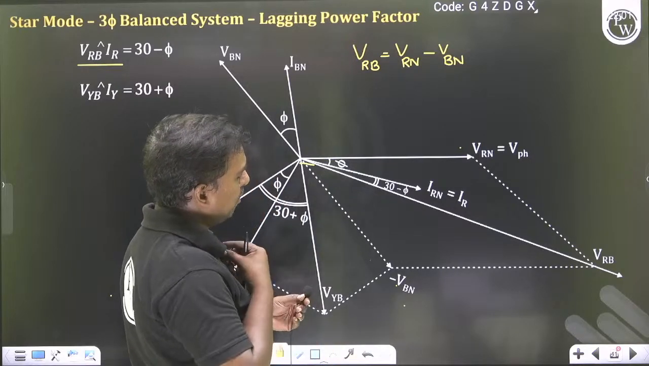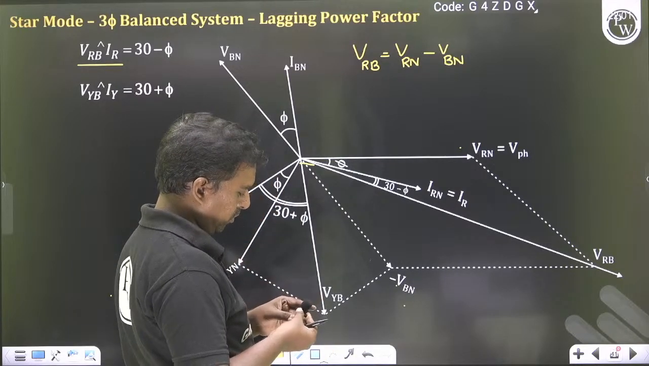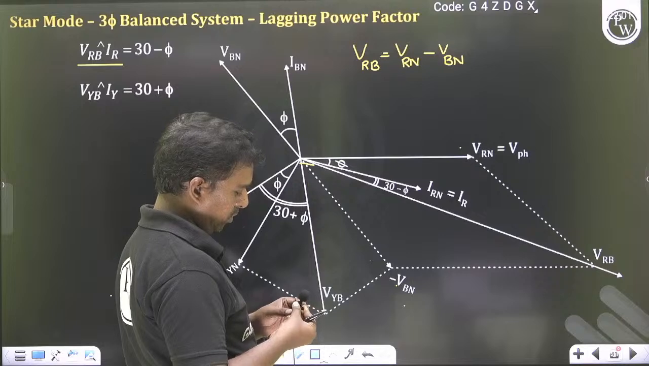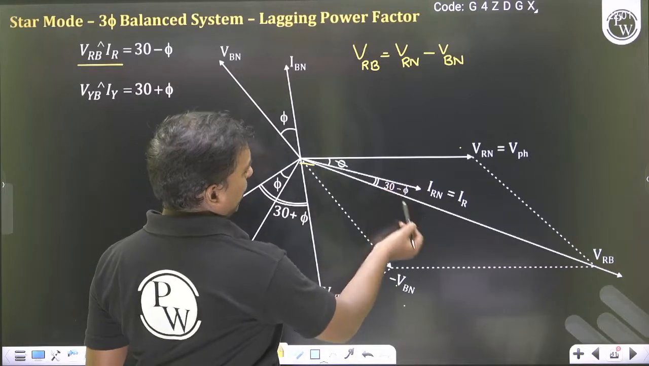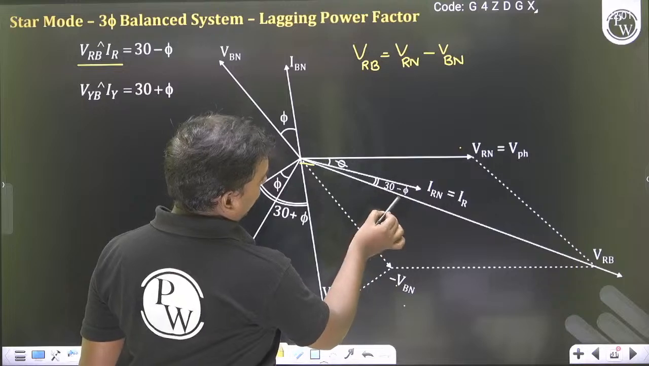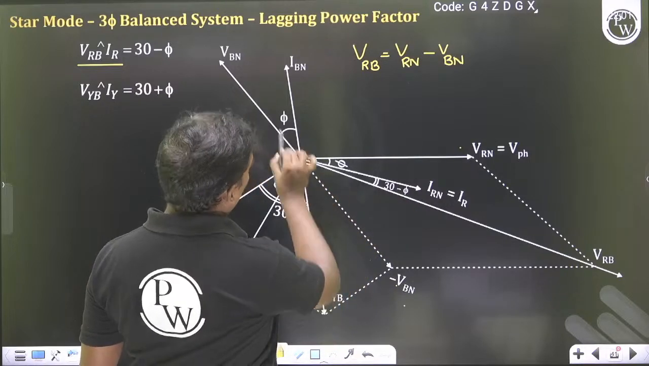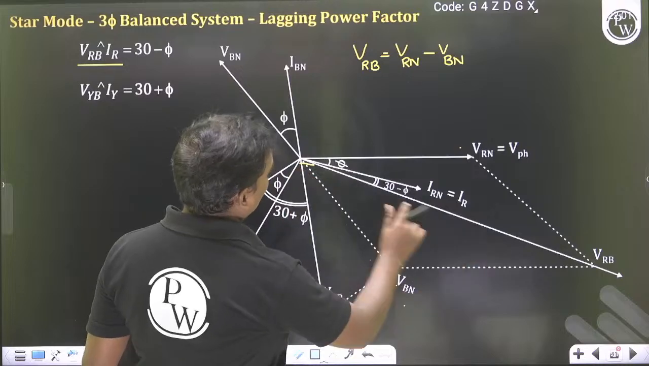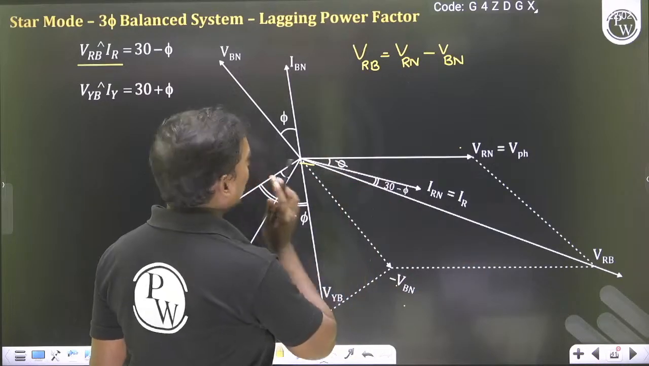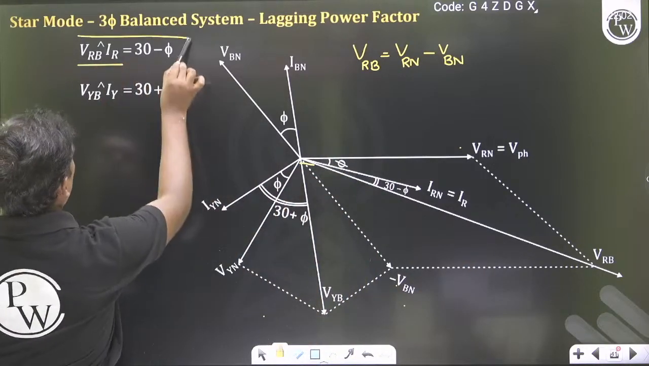So this angle is now, we need the angle between these two. हमको ये दोनों के बीच में एंगल चाहिए ना. So we need VRB and IR. So ये पूरा कितना है? So this is 60, this is 60, this is exactly 30, so this is 30 minus phi होगा. So the angle is 30 minus phi होगा.